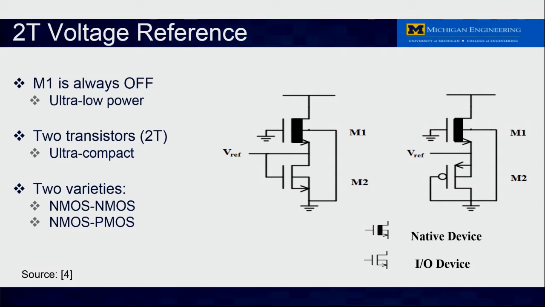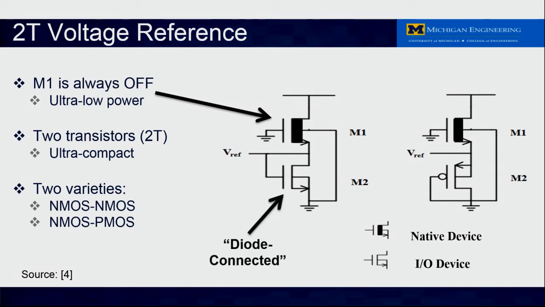Shown here are two ultra-compact, ultra-low power voltage references. These circuits consist of two transistors each. The upper transistor, which is an NMOS device, is off, which limits the current drawn by the circuit to very small values. According to the published literature, this design is capable of consuming approximately 3 orders of magnitude, that's 1,000 times, less power than the next lowest power design.